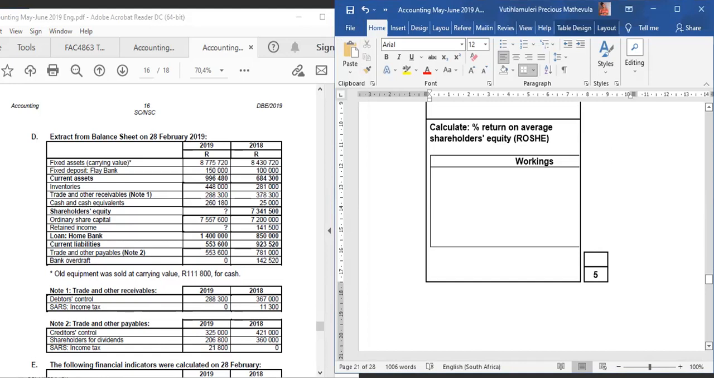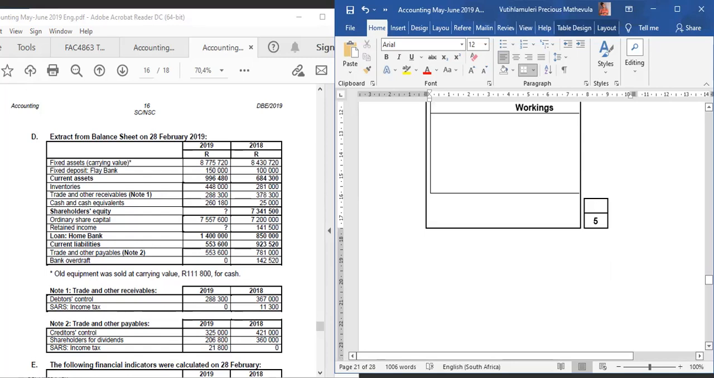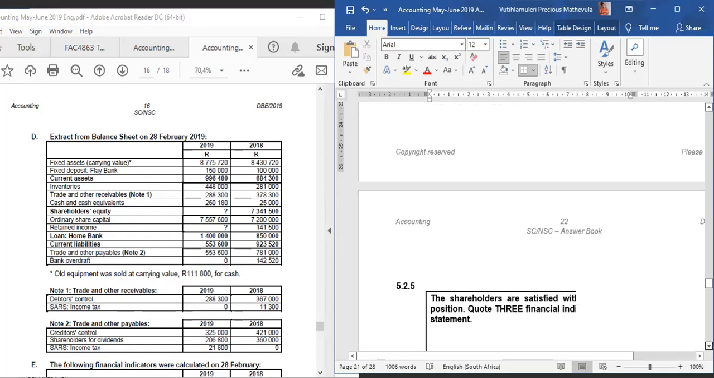So you're going to take the return, which is the net profit for the year, and divide by the average. You take the total equity for last year and the total equity for this year, add them together, divide by 2, and then take the net profit and divide by the number that you get, and multiply by 100, and you get the amount. That's what you're supposed to do, right?